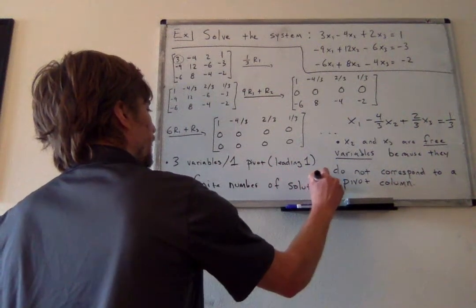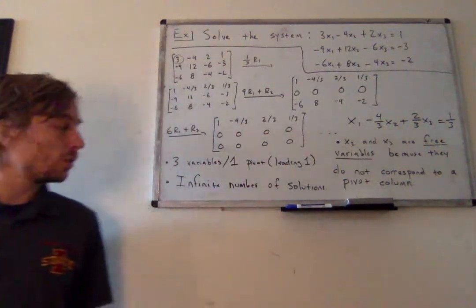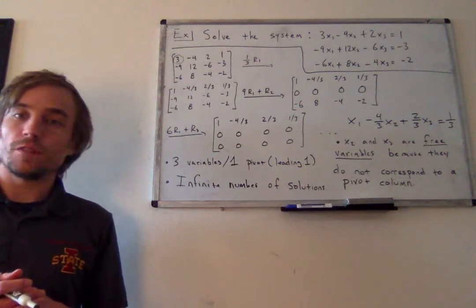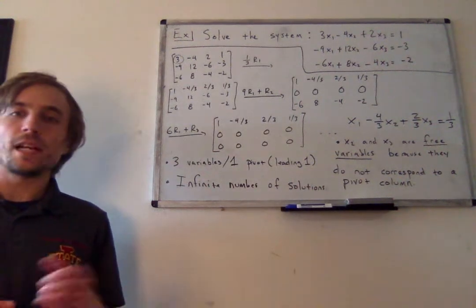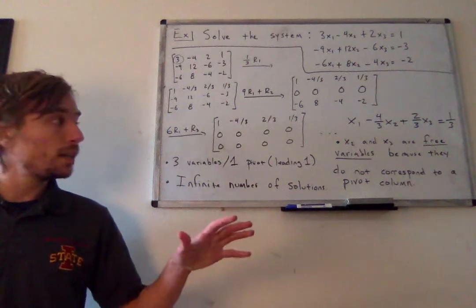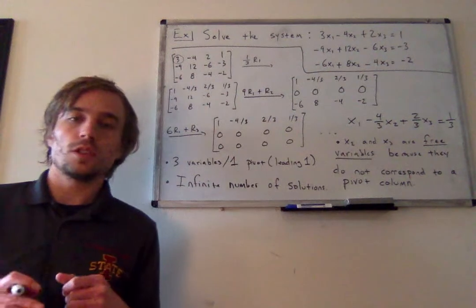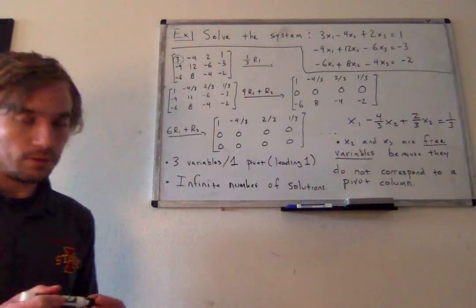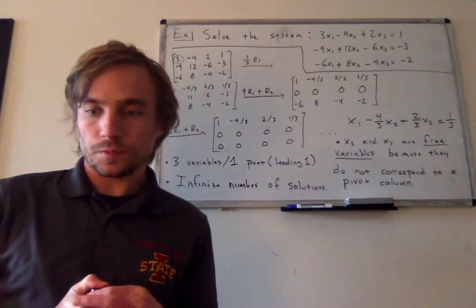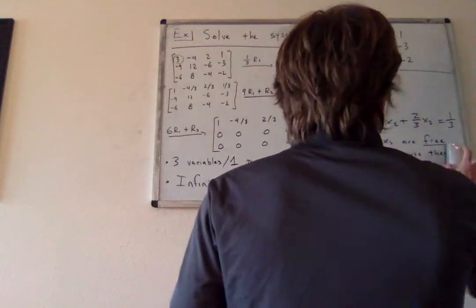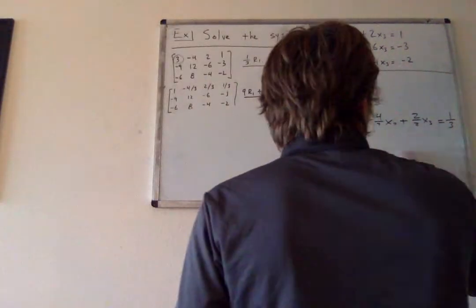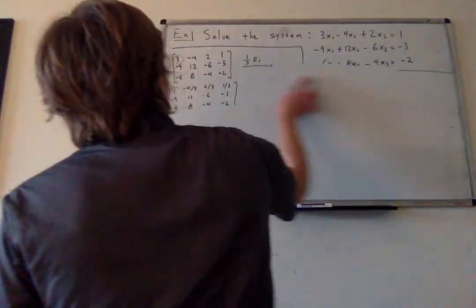And so specifically, if I have fewer leading ones than I do variables, at least one of those variables is going to be a free variable. And anytime I have a free variable, that sort of just inherently means I can set that variable to be whatever I want and still come up with a solution to my system, meaning that my system has an infinite number of solutions. So, last but not least, I want to look at what happens when we see no solutions.